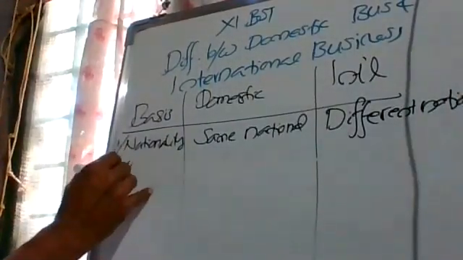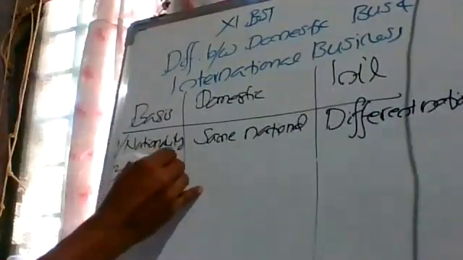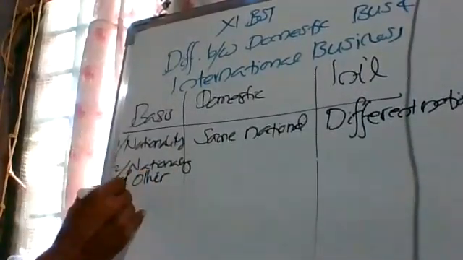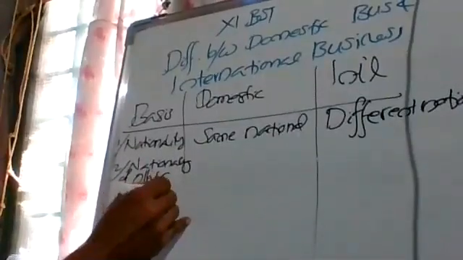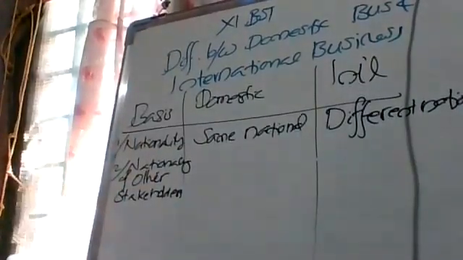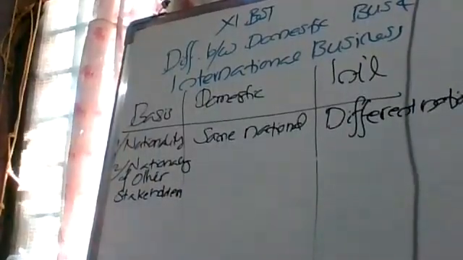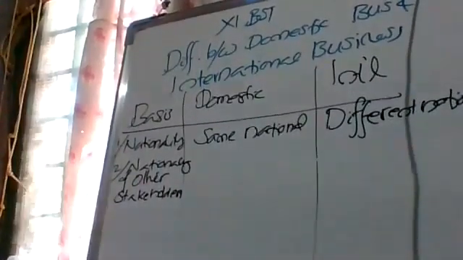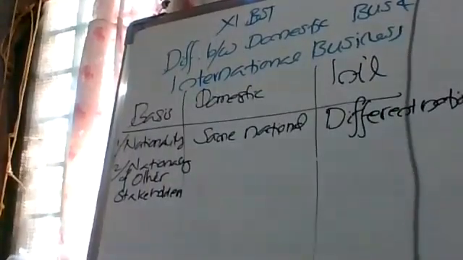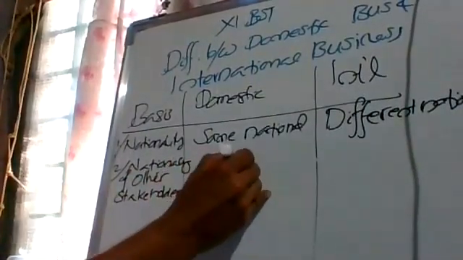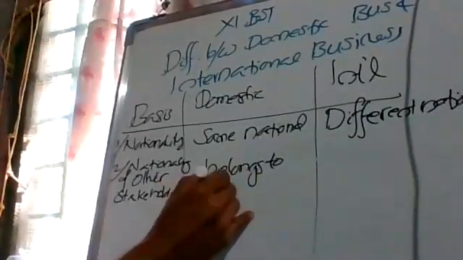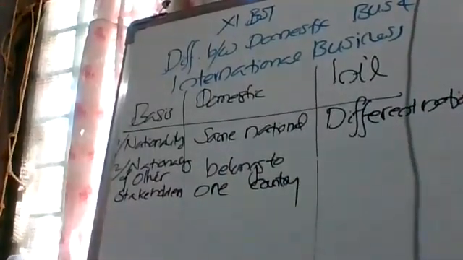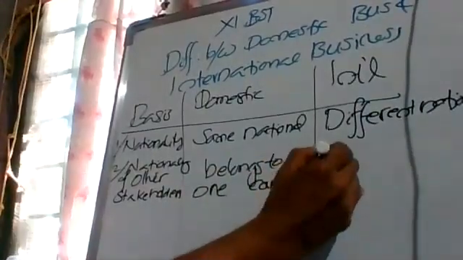Second, nationality of other stakeholders. Stakeholders means employees, suppliers, shareholders, etc. In domestic business they belong to one country. In the second case, they belong to different countries.